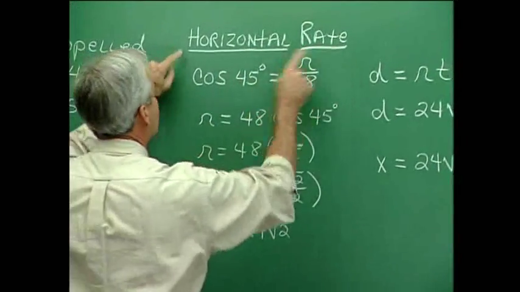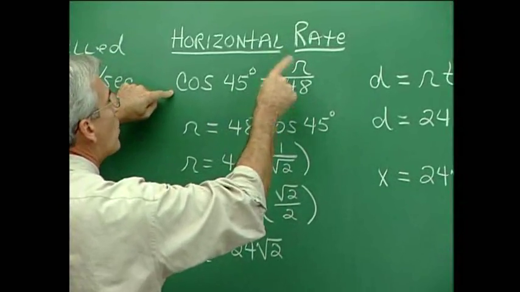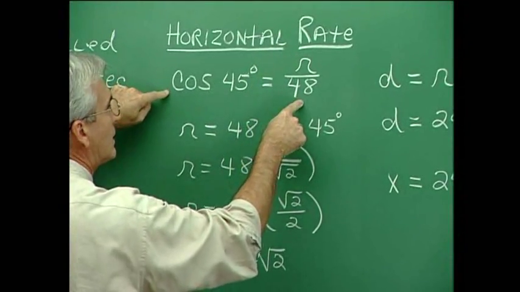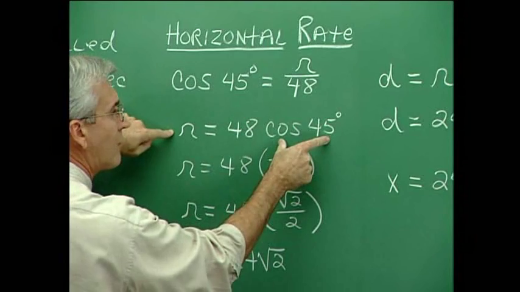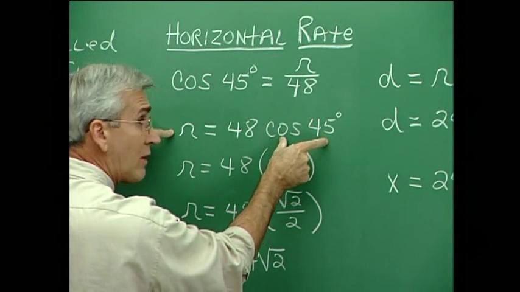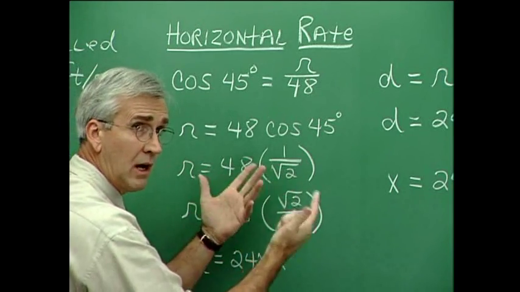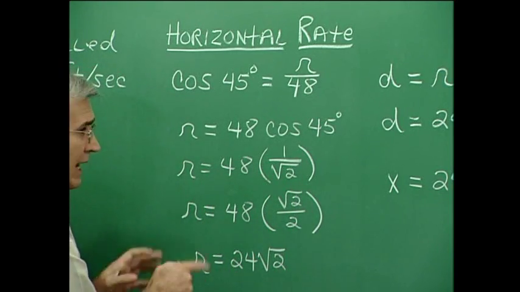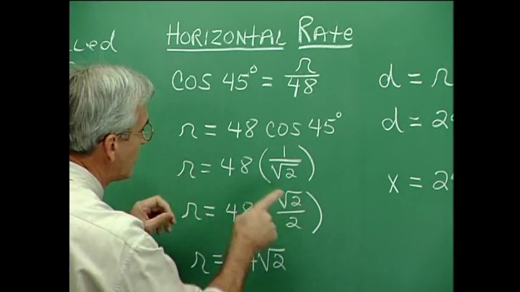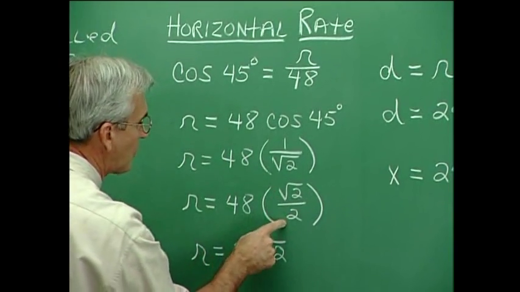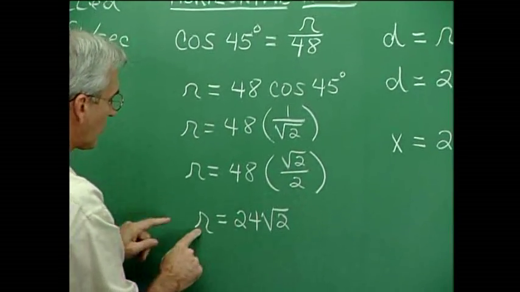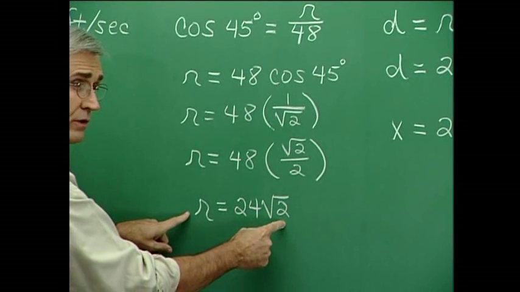All right, horizontal rate is cosine 45 degrees, which is r over 48. So r then is 48 cosine 45 degrees, but cosine 45 degrees is 1 over root 2. If I rationalize here, I'll accomplish a nice little cancellation, and I'll remove the fraction. Here's what I mean. This becomes root 2 over 2. I get the cancellation here, so the rate then is 24 root 2.